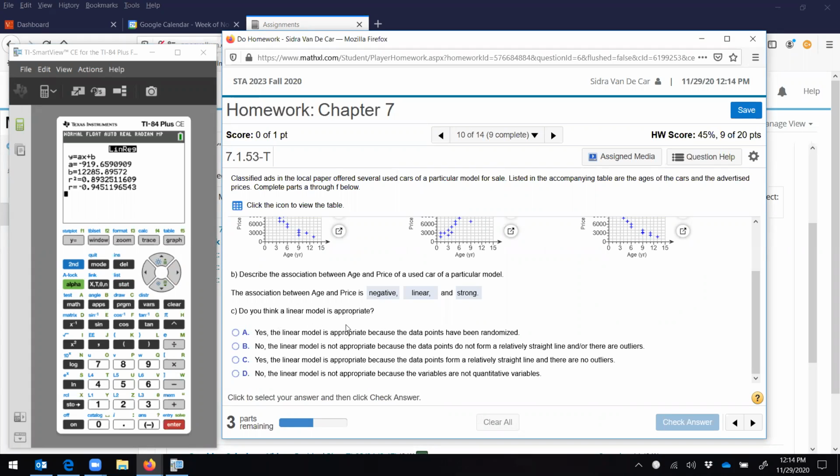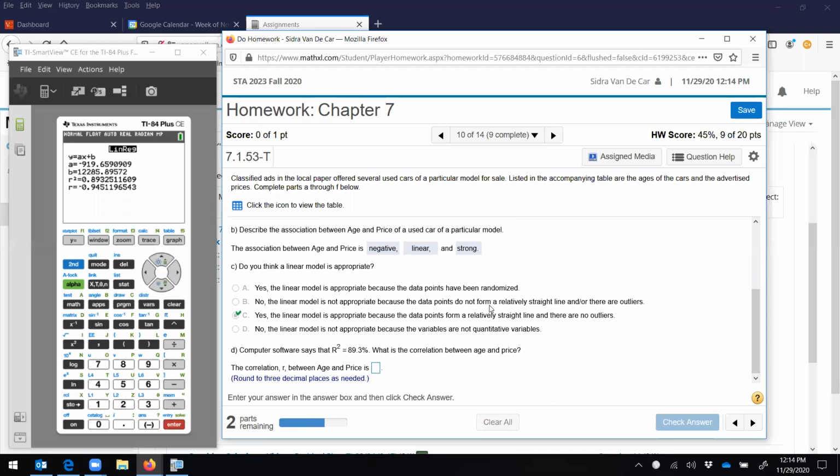Yes, the linear model is appropriate because the data points form a relatively straight line and there are no outliers. R squared is 89.3. Yep, we got that. What is the correlation? It's the square root of that, but we found it here. It's negative 0.945.